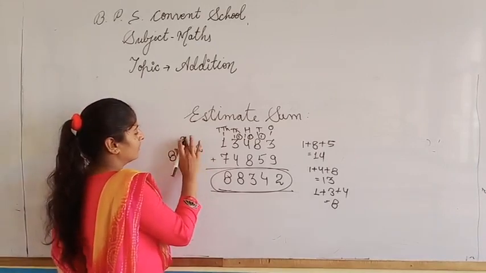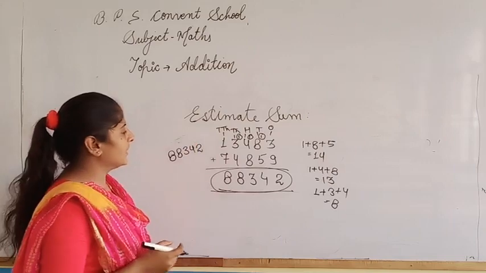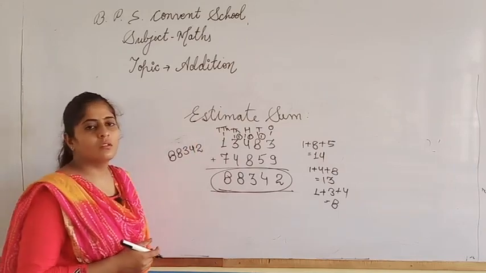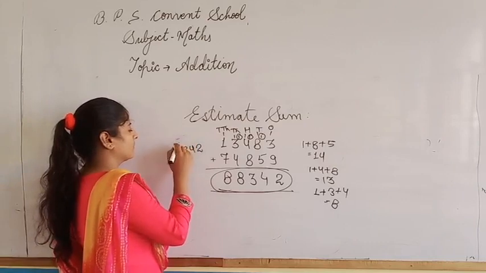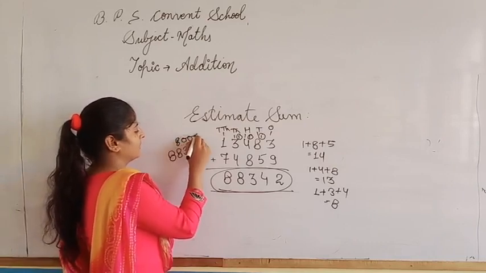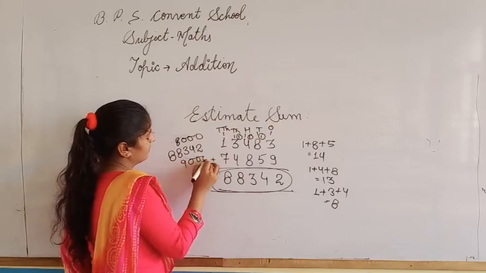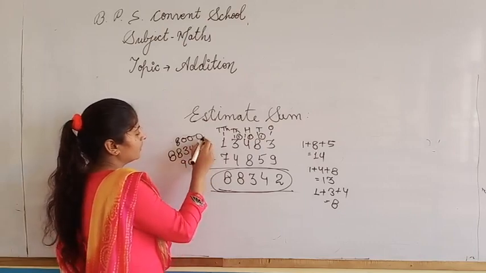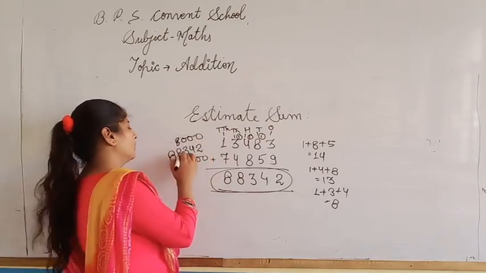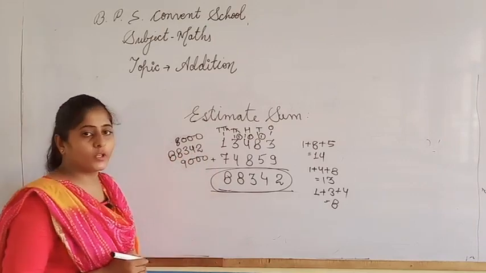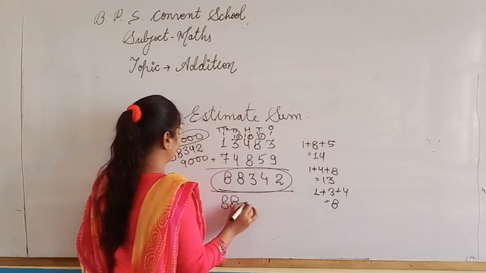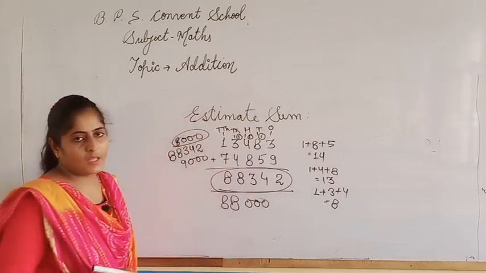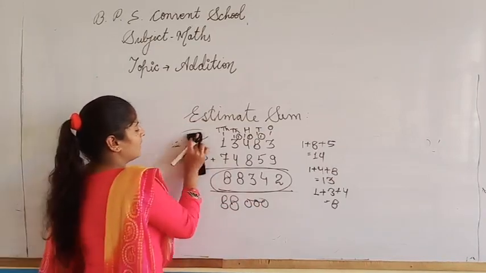Find the estimate sum to the nearest 1000. It's nearest 8,000. Which thousand is near to 8,342? 8,000 is near. So the estimate value is 8,000. Understand? Next question.